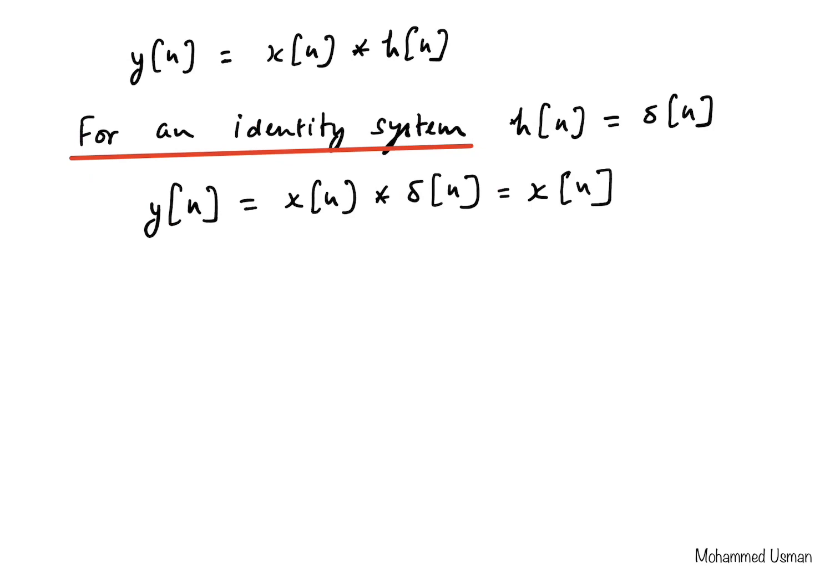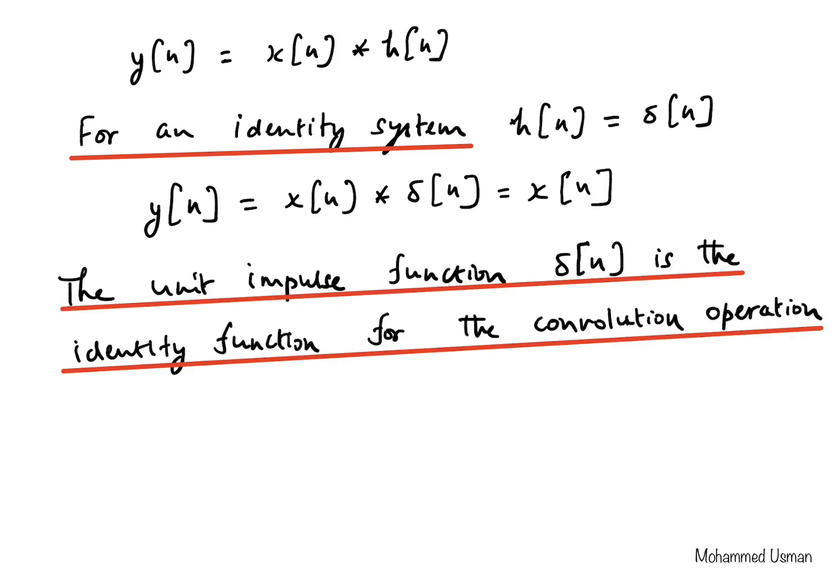From the definition of the identity system, we can now deduce that the output has to be equal to the input. And because the impulse response is equal to the input impulse function, we replaced h of n with delta of n. So now x of n convolved with delta of n should give us x of n. Therefore, this delta of n is the identity function for the convolution operation.